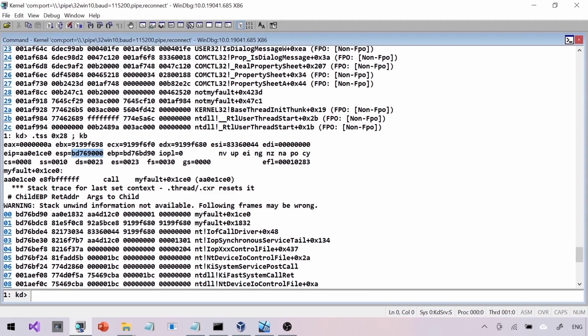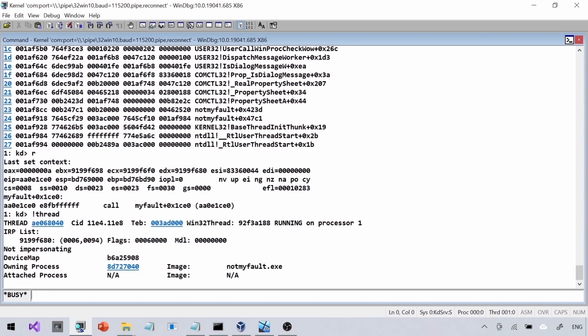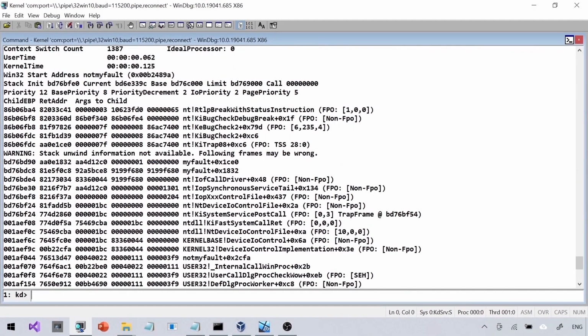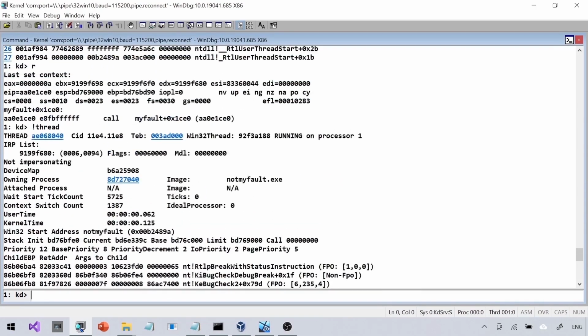If you look at the value of ESP, it is the same value as the stack limit. ESP is pretty much overrunning the stack limit. We have seen using the !thread command to see the stack limit. Stack limit is BD76900, which is the same value as the ESP, BD76900. Stack limit has been reached. ESP is pointing to the stack limit, which is pointing to the problem we are facing here. So that is all I wanted to talk about stack overflow.